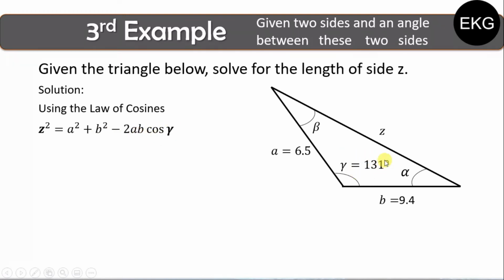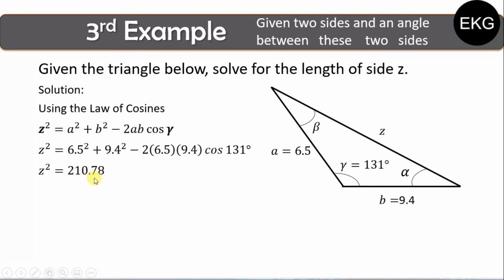Okay? This angle. Pag ganitong klase ng problem, madali lang siya kasi automatic isa-substitute mo lang yung mga given values. Okay? So, for this one, yung A is 6.5, yung B is 9.4, okay, then 2AB. So, A, B, then gamma is 131. I-type mo lang to sa calculator. Kung sakto yung pagkaka-input, you will arrive on this particular value, 210.78. Since Z squared pa ito, kailangan natin i-take yung square root ng both sides, okay, to get the value of C, which is 14.5 units.